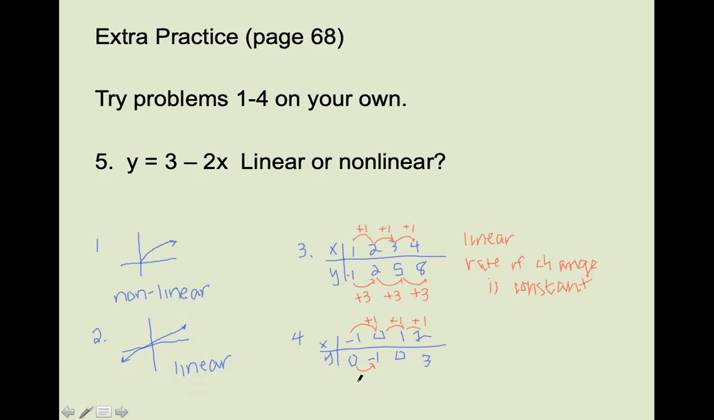If I go from 0 to -1, I've gone down 1. If I go from -1 to 0, I've gone up 1. If I go from 0 to 3, I've climbed up 3. Since these are not constant, since these are all different, this function is nonlinear.